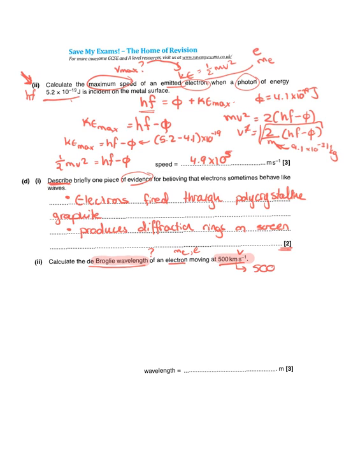That's 500 kilometers per 1 second, but I want it to be meters per second. Kilo is times 10 to the power of 3. So I have 500 times 10 to the power of 3 meters per second. So there it is. Fixed that already.